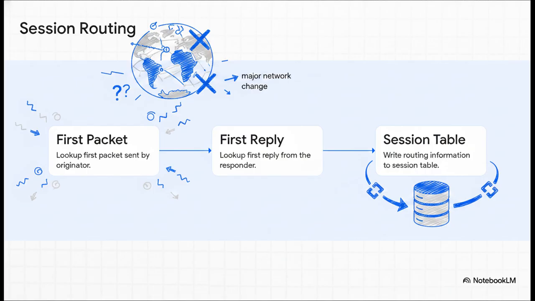And here's where it gets really interesting and surprisingly efficient. The FortiGate doesn't actually check the map for every single packet. No way. For any new session, it evaluates the routing table exactly twice, just twice. Once for the first packet sent by the originator, and once for the very first reply from the responder. After that, it just writes that routing information directly into its session table. All the subsequent packets in that session just follow the session table, completely bypassing the routing table altogether. Unless, of course, some major network change forces a hard recalculation.